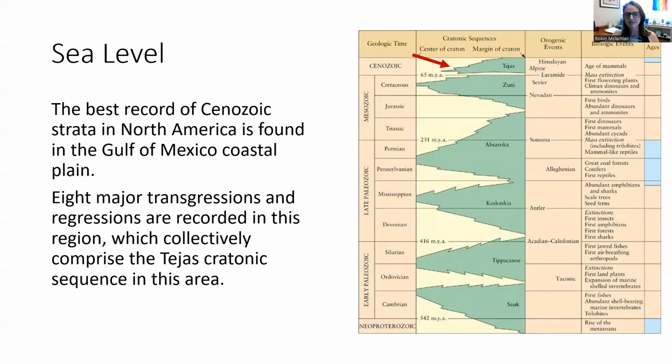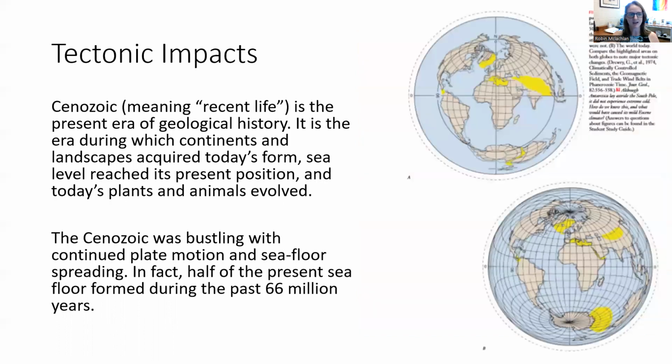So as sea level was continuing to change elevations, as it does over time, tectonic plates were also continuing to move and changing the position of our continents. Remember that during the Mesozoic, Pangea was breaking apart. Now during the Cenozoic, those continents were continuing to move away from each other, and we're starting to see the modern day continents. The modern day continents are taking shape during the Cenozoic.